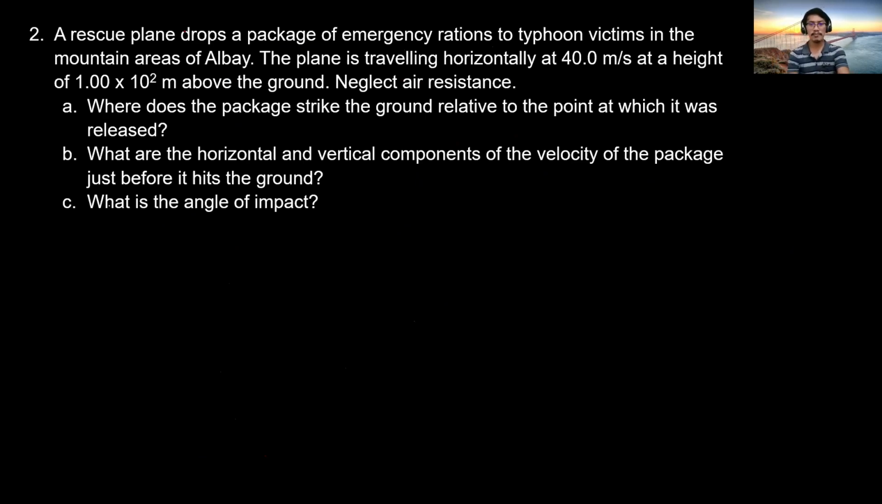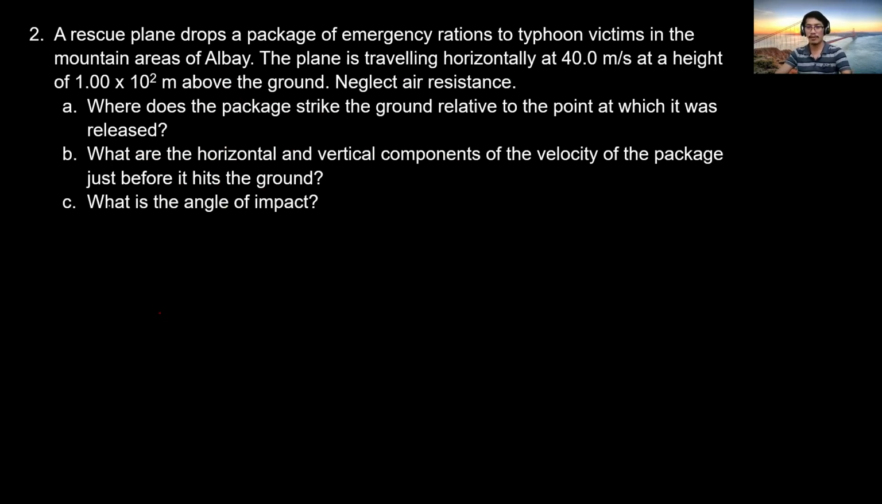Okay. Number 2. A rescue plane drops a package of emergency rations to typhoon victims of the mountain areas of Albay. The plane is traveling horizontally at 40.0 meters per second at a height of 1.00 times 10 to the power of 2 meters above the ground. Neglect air resistance. A. Where does the package strike the ground relative to the point at which it was released? B. What are the horizontal and vertical components of the velocity of the package just before it hits the ground? C. What is the angle of impact?